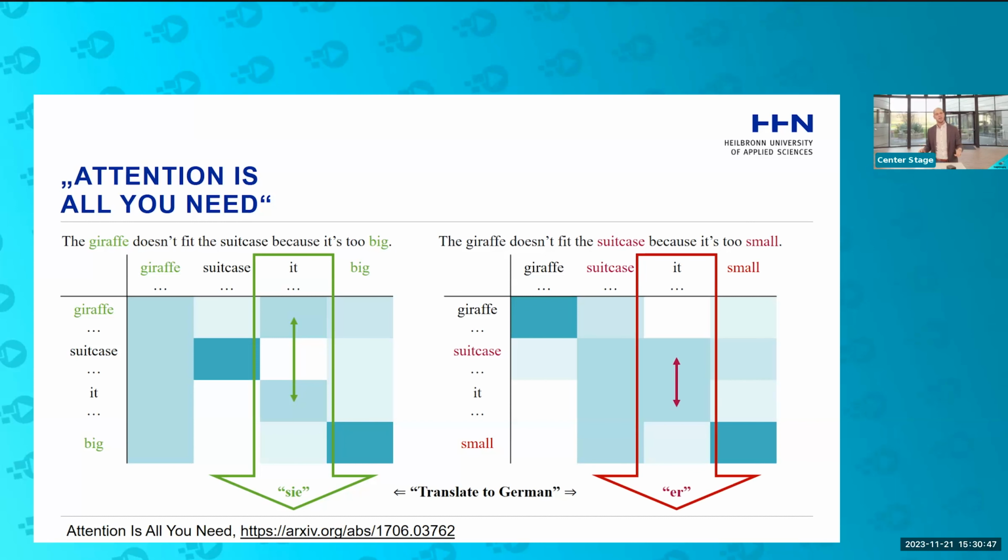On the other hand, on the right-hand side, we would translate it as "er", because it refers to suitcase, which is masculine in German, der Koffer. So these attentions make a lot of difference. And this is all within the context.